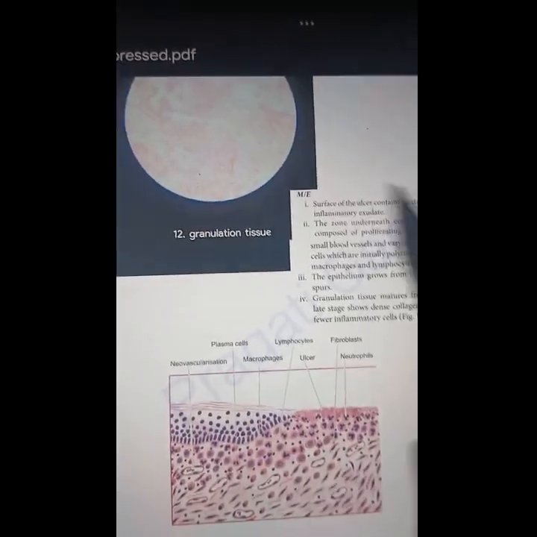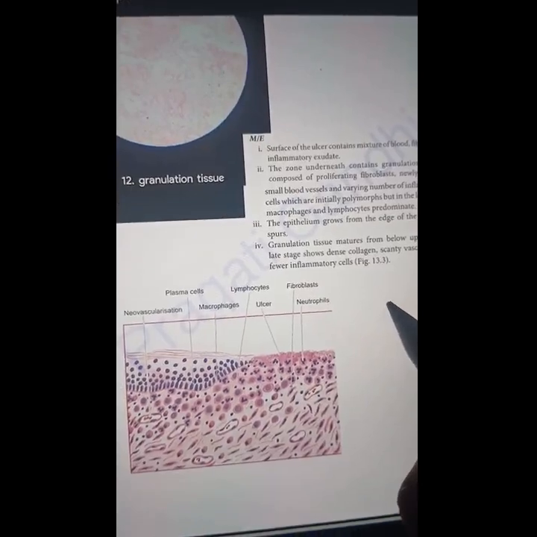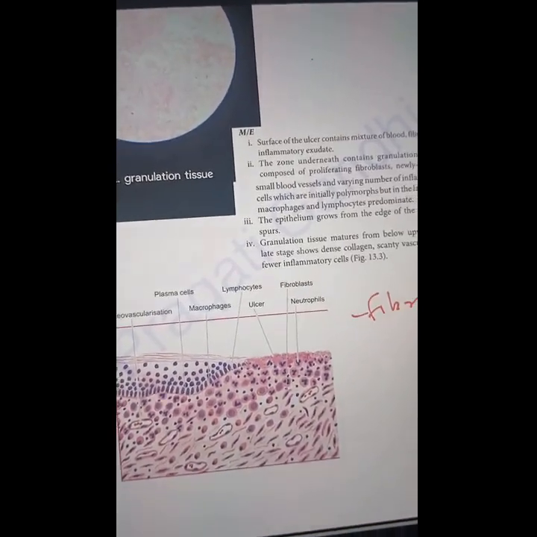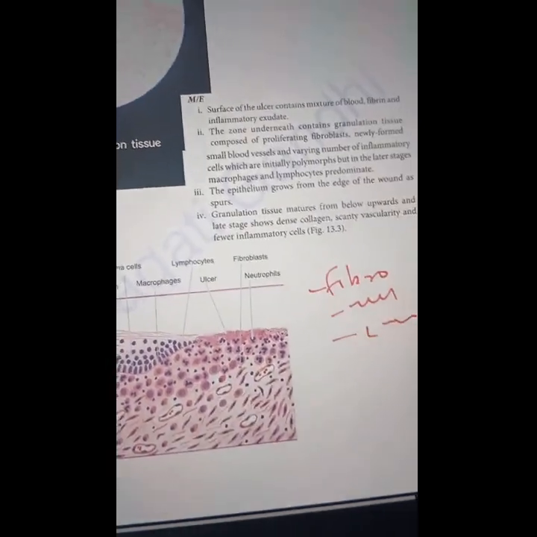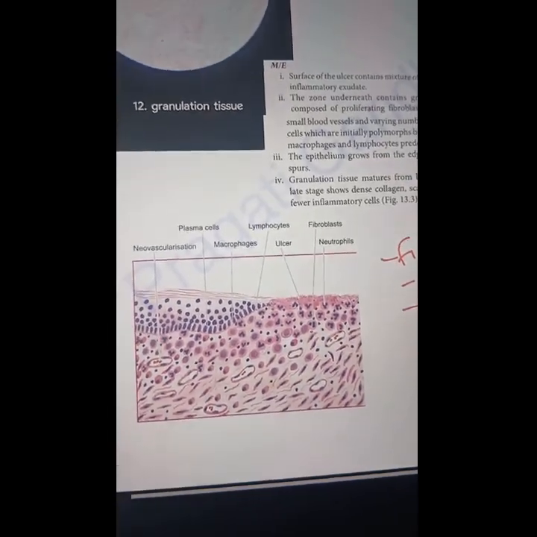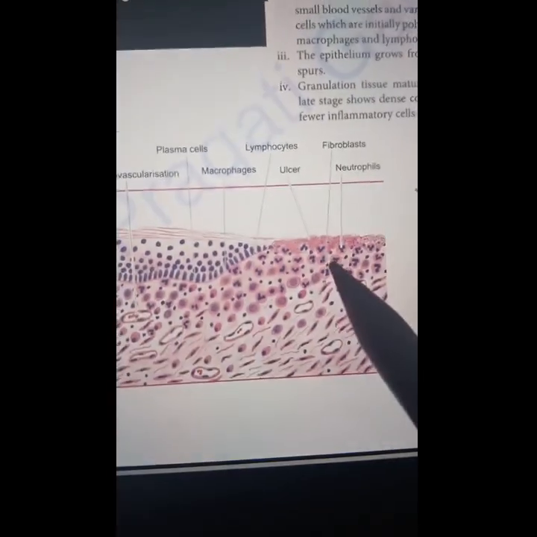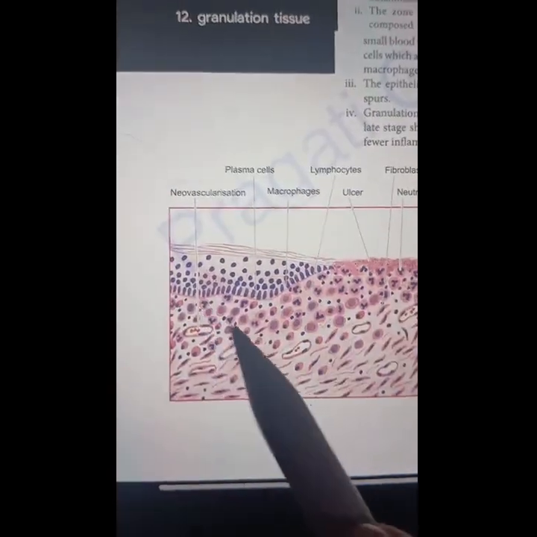The next one is granulation tissue. So let's first discuss what the features of granulation tissue are. You will find everything. You will find fibroblasts, neutrophils, lymphocytes, which shows both chronic and acute inflammation components. You find plasma cells, macrophages. So macrophages, plasma cells, lymphocytes, neutrophils, fibroblasts. You'll find an ulcer which shows eroded mucosa, and also there's neovascularization.